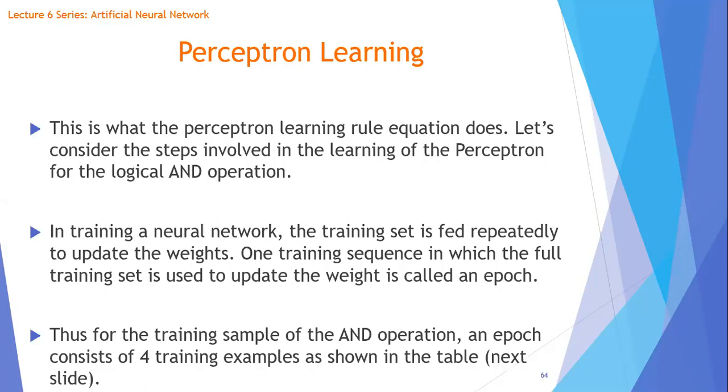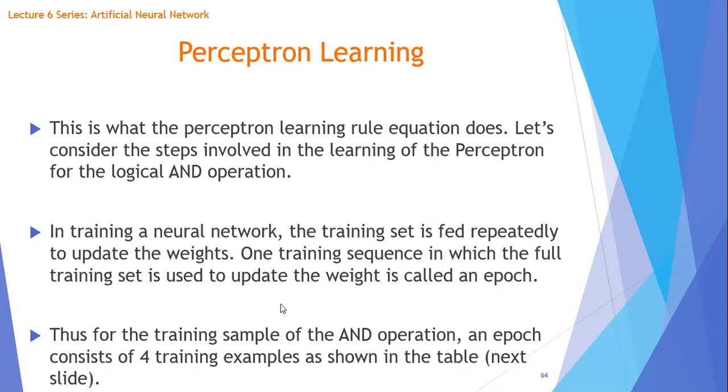In training a neural network, the training set is fed repeatedly to update the weights. If you have 4 instances, so 4 combinations of input in your logical AND function for 2 inputs, you will feed these 4 inputs not just once, you feed them many times. Every time you feed one instance, you will have a particular error. That error will be used to update your weights, but you can't feed your training set only once.